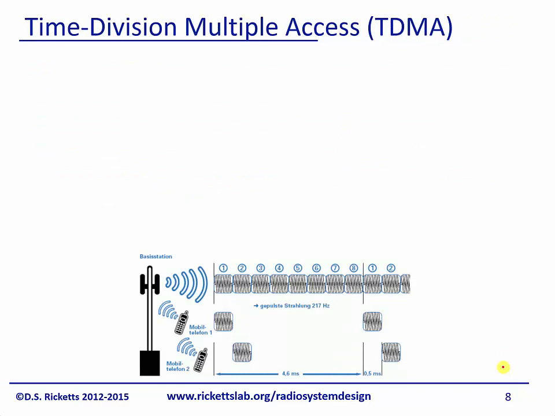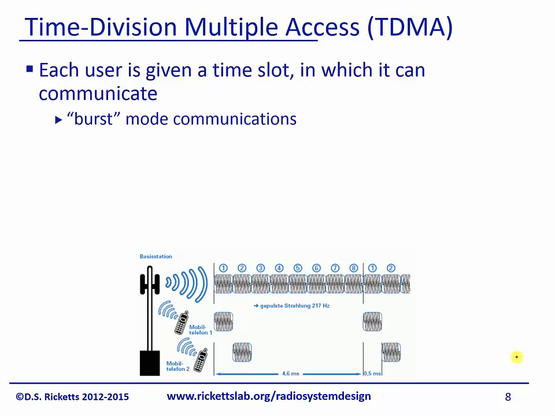Another standard, sort of the dual, is time division multiple access, TDMA. Each user is given a time slot in which it can communicate, and the communication happens in bursts. So in this case, we would coordinate between the base station and the mobile phones and basically assign each one a different time slot, as you can see right here.